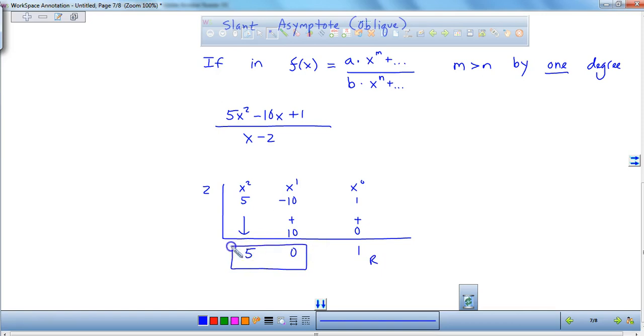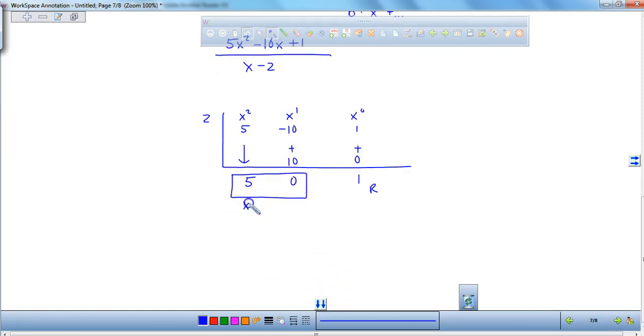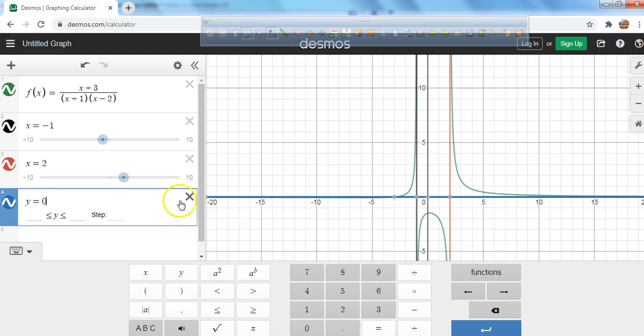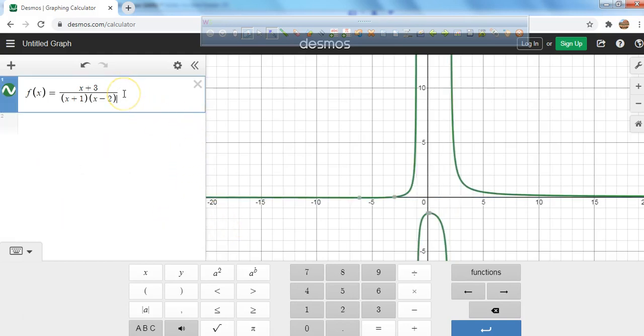You just worry about what's called the quotient. This is your x to the first. This is your x to the 0. You never worry about the remainder, just what these two numbers are. So this is going to be 5x plus 0, which is 5x. What does that mean? We have a slant asymptote at y equals 5x. That's our slanted asymptote. Now I'm going to show you what it looks like so you can visualize it. So here we go. I'm going to take that out, take that out, take that out. Over here.